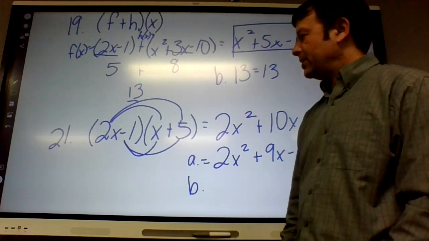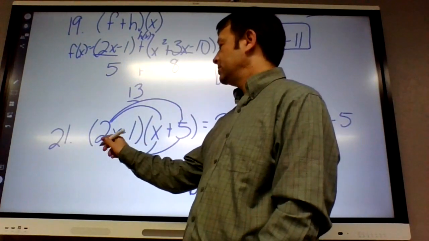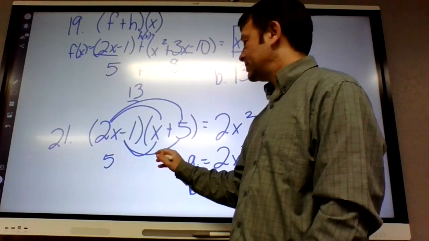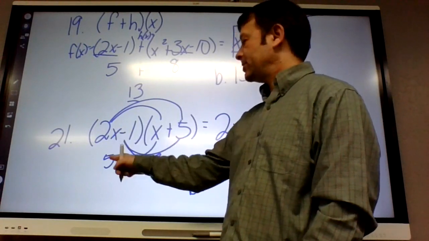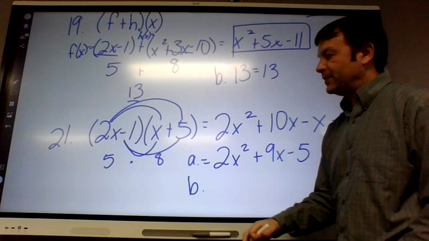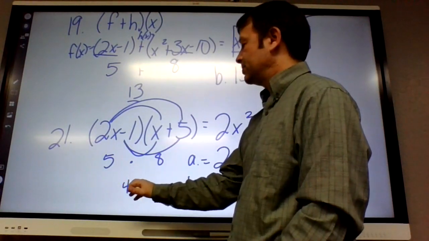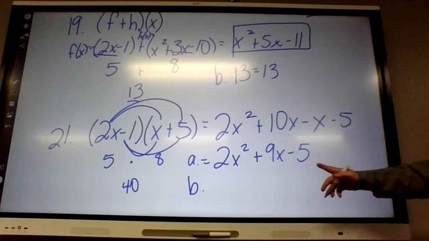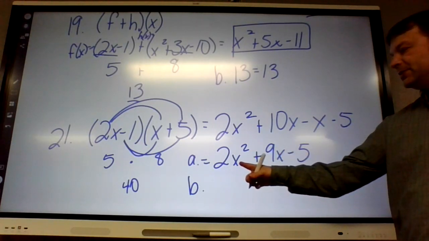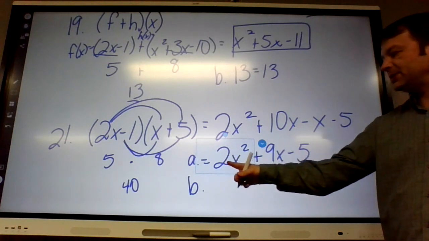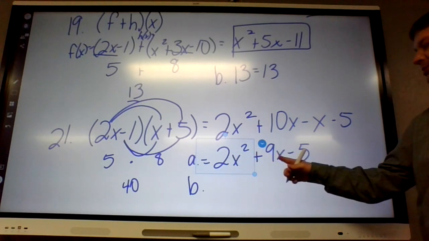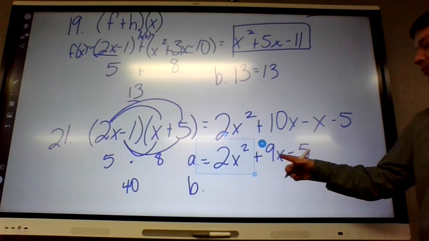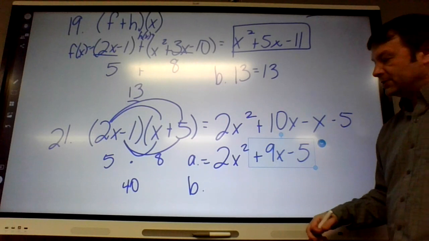So for the B, if I plug in the 3, 2 times 3 is 6, minus 1 is 5. 3 plus 5 is 8. So if I plug them in both functions individually, I get 5 and 8. 5 times 8 is 40. If I plug them in my simplified function, 3 squared 9 times 2 is 18. 9 times 3 is 27. 18 plus 27 is 45, minus 5 is 40.